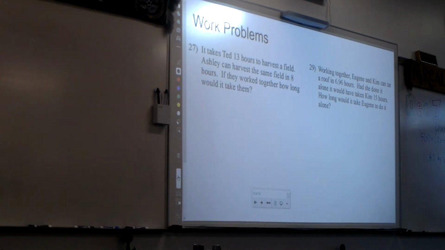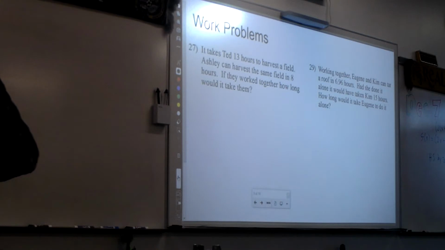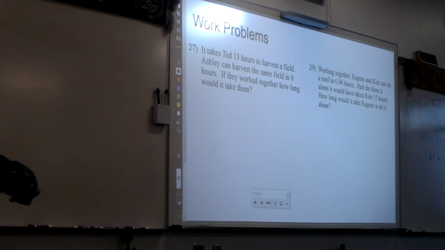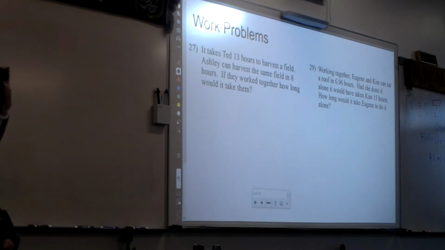All right. So now what we're going to do here, guys, is we want to figure this out. If it takes Ted 13 hours to harvest a field, Ashley can do that same field in 8 hours. What if they work together? How much faster can they do it? So I'm going to put, let's look at Ted, let's look at Ashley, and then let's look at them working together.